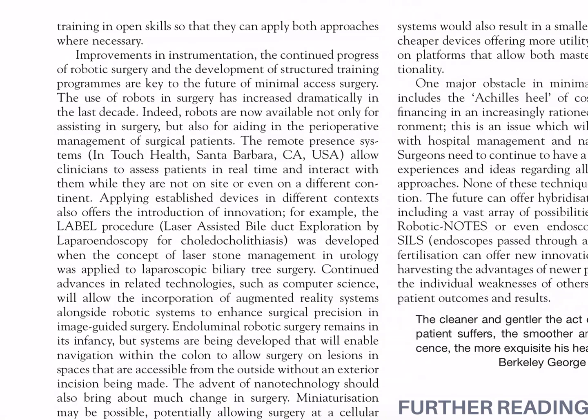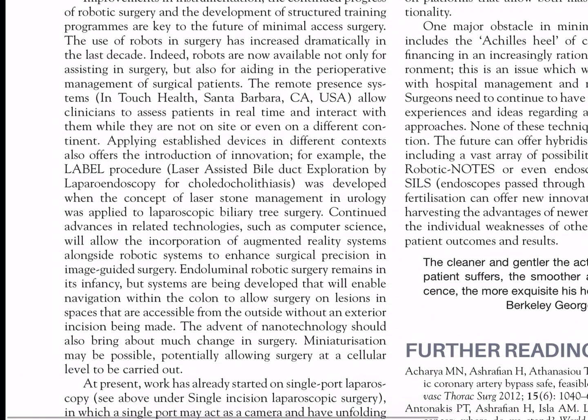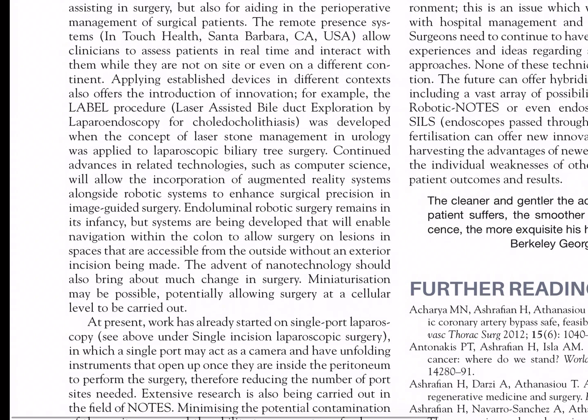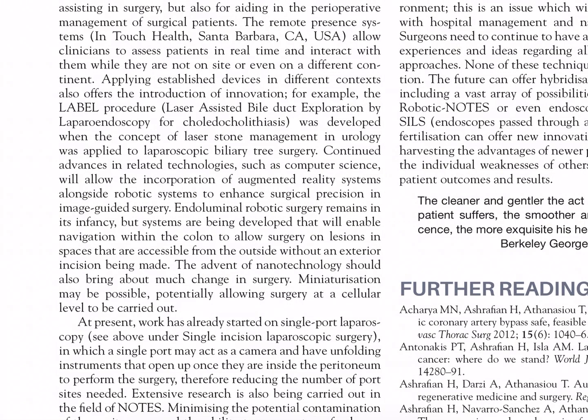Applying established devices in different contexts also offers the introduction of innovation. For example, the LABEL procedure, laser assisted bile duct exploration by laparoendoscopy for choledocholithiasis, was developed when the concept of laser stone management in urology was applied to laparoscopic biliary tree surgery. Continued advances in related technologies such as computer science will allow the incorporation of augmented reality systems alongside robotic systems to enhance surgical precision in image-guided surgery.